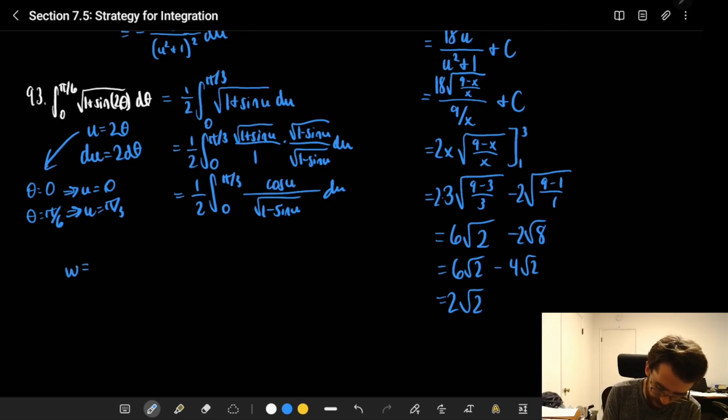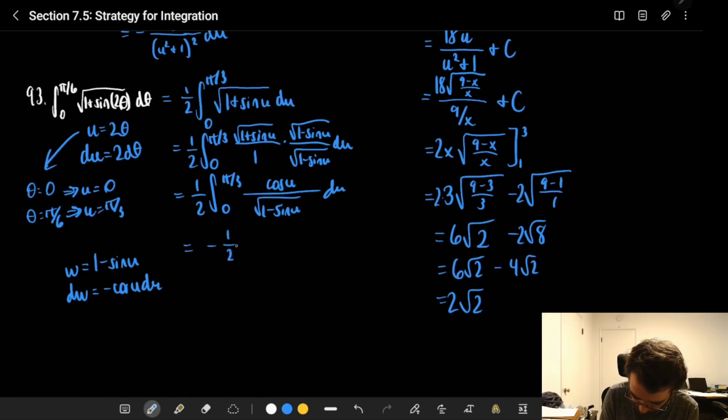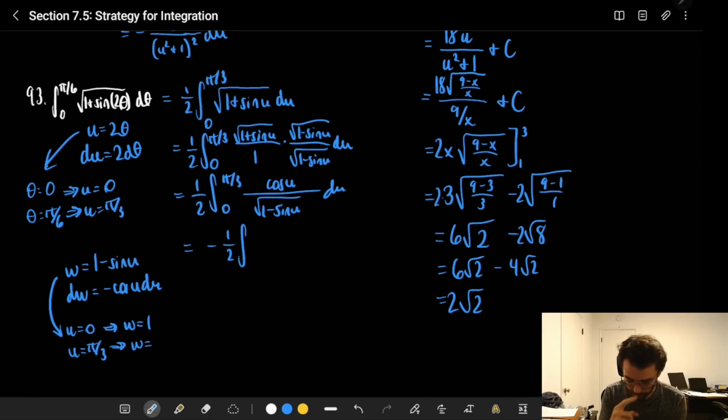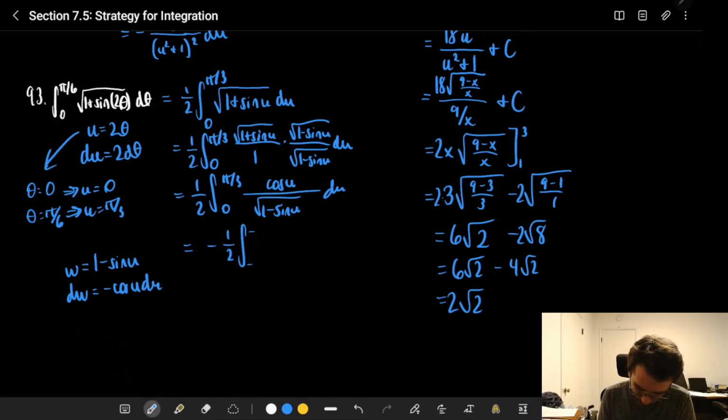And so now you make the substitution w is 1 minus sine u. dw is negative cosine u du. So you're off by a negative sign, so pull that out front. I guess you can change your bounds again. If u went from 0 to pi over 3, then w should go from 1 minus 0, which is 1, to 1 minus sine of pi. I don't want to change the bounds. We'll deal with it at the end. So I'll just put blanks here.